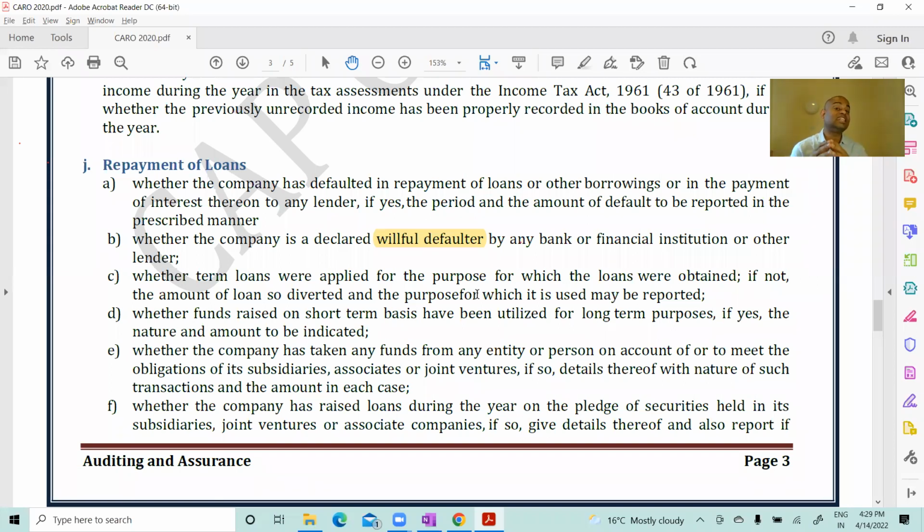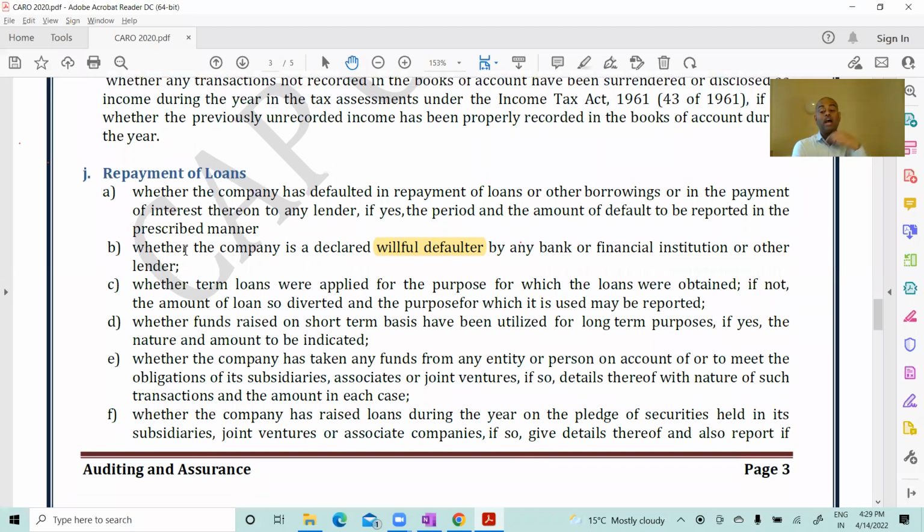So imagine there is X Limited. There are 4 directors, A, B, C, D. They took a loan, defaulted, and there is a court case. The bank said that this X Limited is a willful defaulter. How will a shareholder of X Limited come to know about this? The auditor will write in the audit report whether the company is declared to be a willful defaulter, which the shareholder will read.